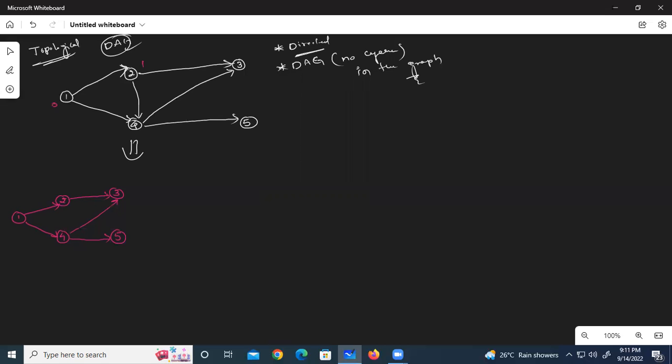Again, what is the in degree of 4? That is, here it is coming from 2 to 4, and from 1 to 4, that is 2. Again, what is the in degree of 3? That is 2. Because here, this one. Okay. What is the in degree of 5? That is 1. Correct? Everyone okay with this in degree?